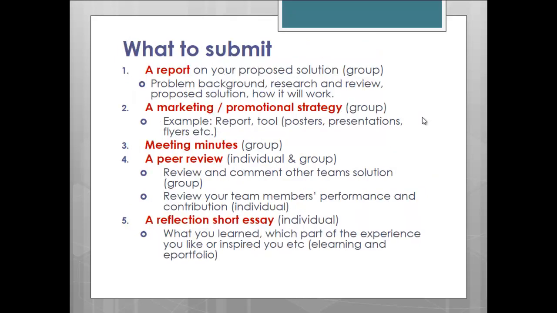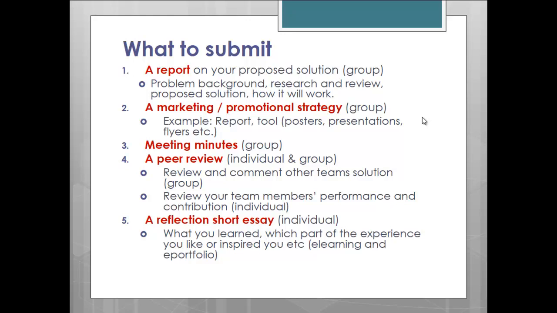So what is it that you have to submit? First, you have to submit a report on your proposed solution, and this is group work. Within the report, you will have problem background, research review, proposed solution, how it will work, what kind of budget you need, all of those kinds of things. And it will be an academic report. Remember we talked about academic reports before? So it has to be an academic report.